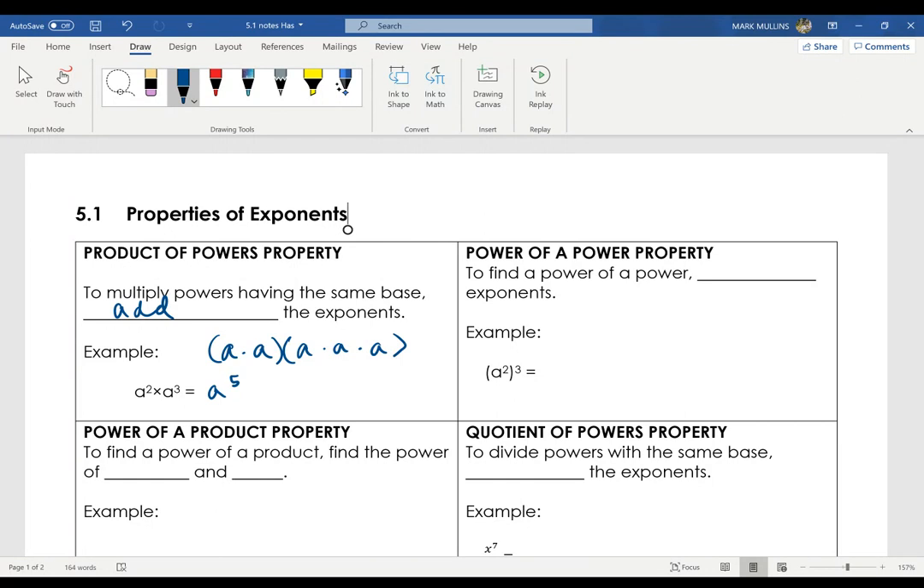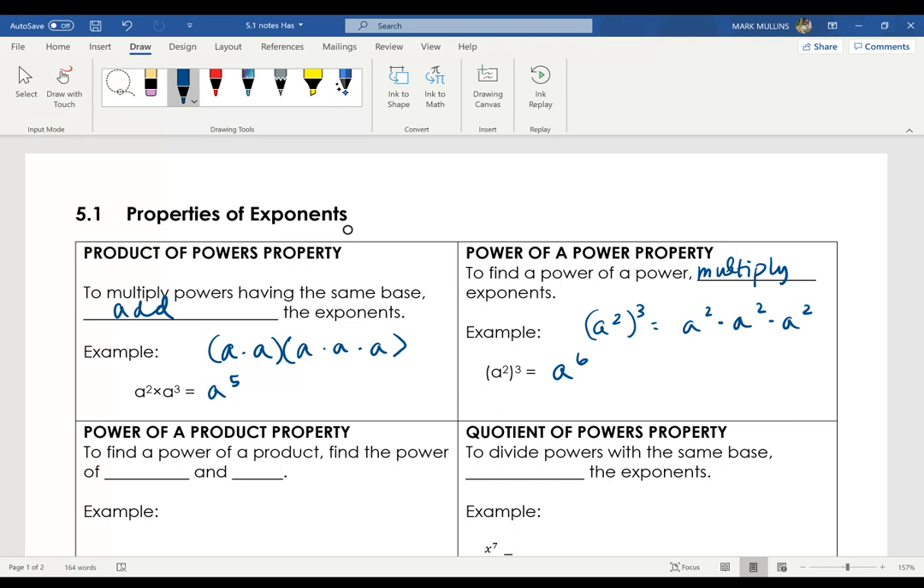Next is the power of a power property. This is when I've got parentheses and my power is raised to another power. In that case, I am going to multiply the exponents. And again, the way this works is if I have a squared and then it's cubed, that means I have a squared times a squared times a squared. And we've already shown that we could get this by adding 2 plus 2 plus 2. And so I get a to the 6th power.